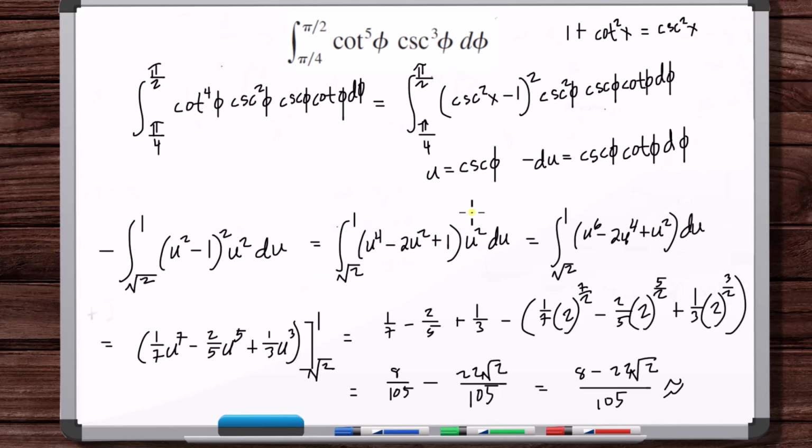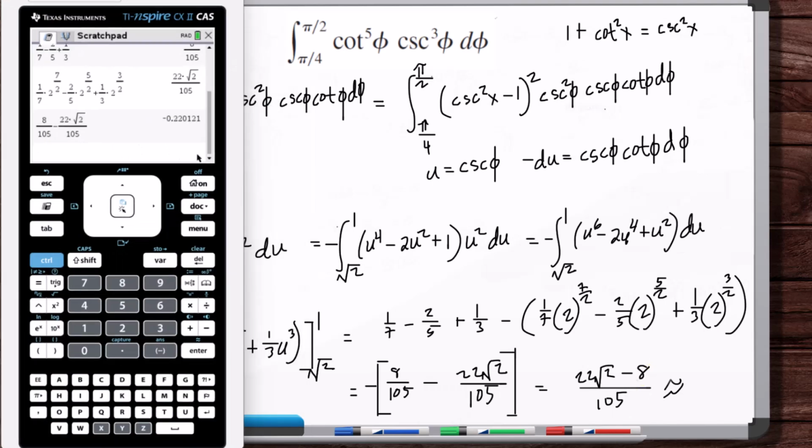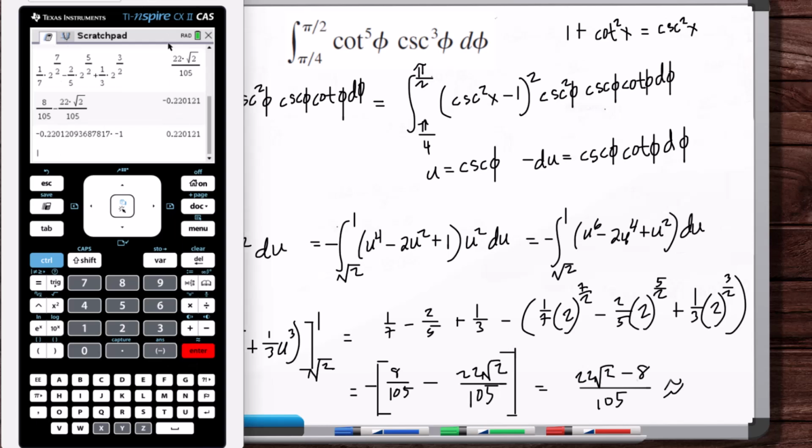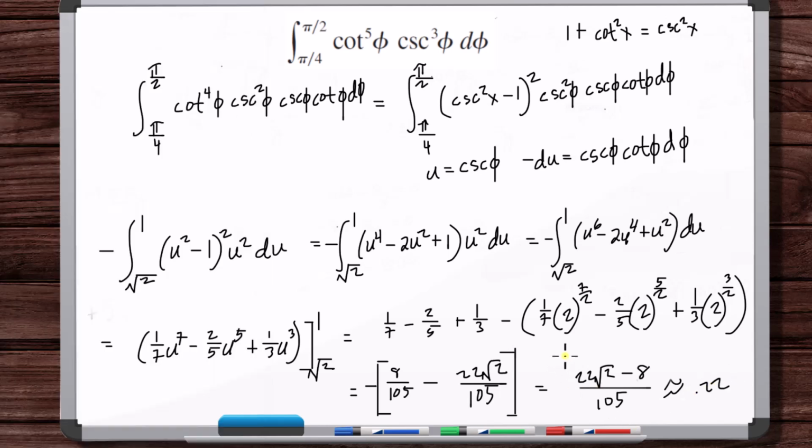Okay, but I forgot to bring this minus sign. You have a minus sign up front, so this would be 22 root 2 minus 8 over 105, which is approximately equal to minus 1.22. But this is the exact answer.